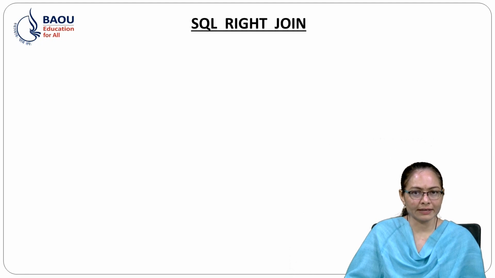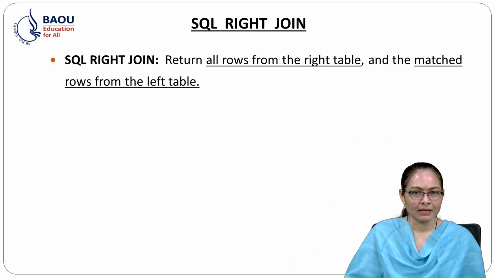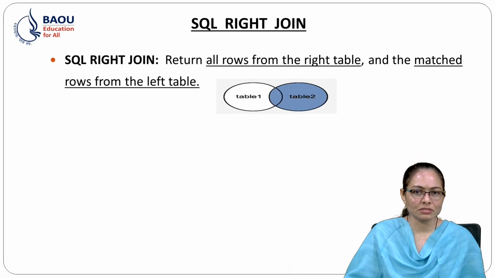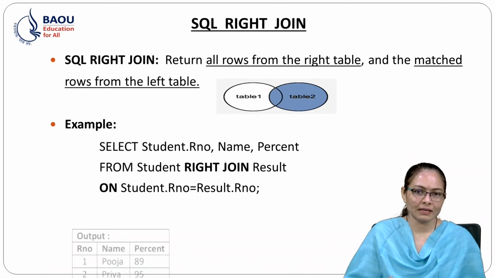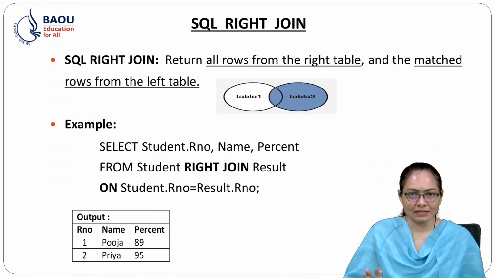SQL right join returns all the rows from the right table and matches the rows from the left table. See, in the figure, the records of the right side table will be displayed. For example, select student.roll_number, name, percentage from student right join result on student.roll_number = result.roll_number. Here the right table is the result table.